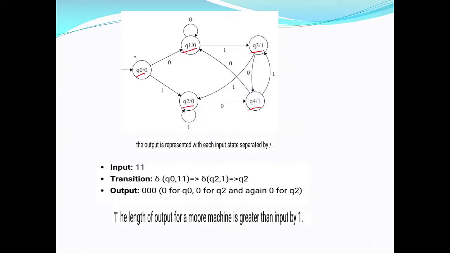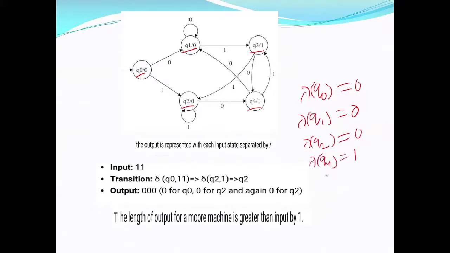Now if you look at this, in addition to your FA, there is something extra. What is that extra? Every state is giving an output. So lambda of Q0 is 0. Lambda of Q1 is 0. Lambda of Q2 is 0. Lambda of Q4 is 1. Lambda of Q3 is 1. So this is your output function for this machine.